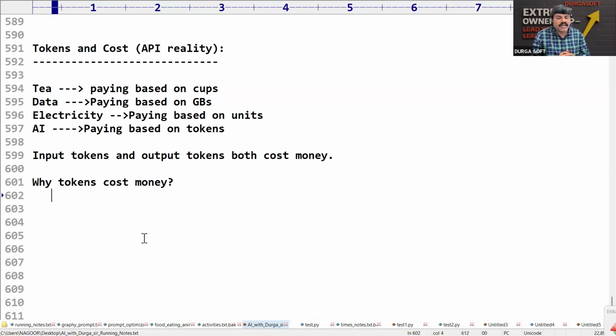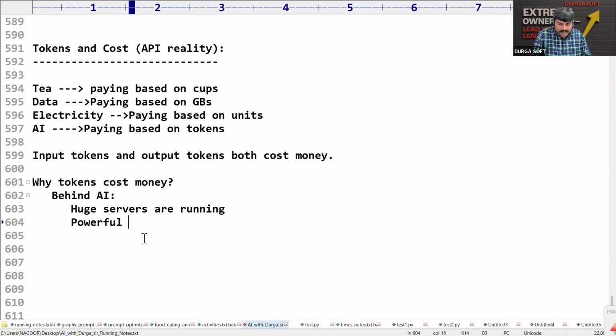What is the answer you are going to tell? Behind AI, huge servers are running. Remember this one. Powerful GPUs are working. What is the meaning of GPU? Graphics Processing Unit. Electricity is consumed.